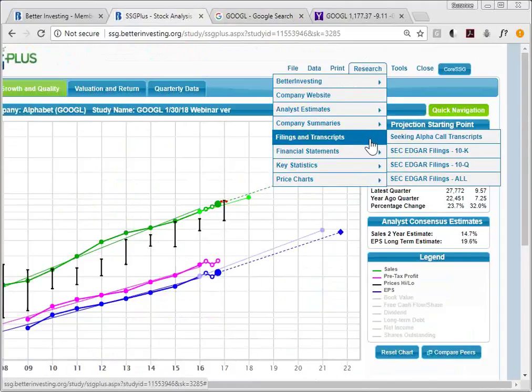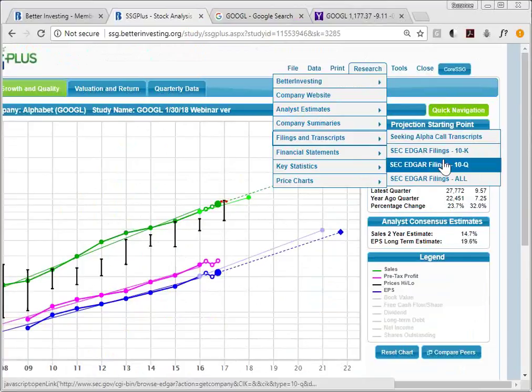Filings and transcripts. And can you confirm this is one of your favorites? Because it's one of mine. I can. I'm a convert. I have converted you. Yep.